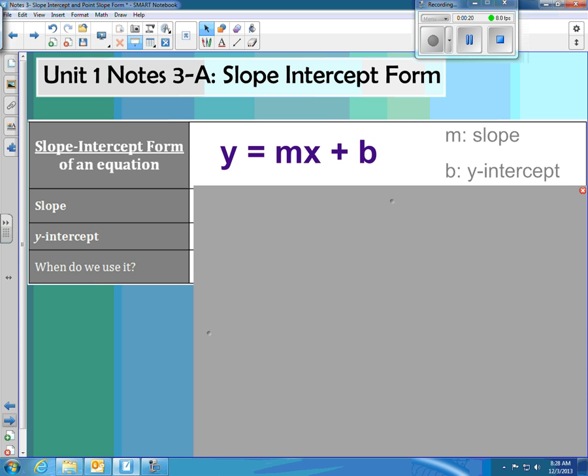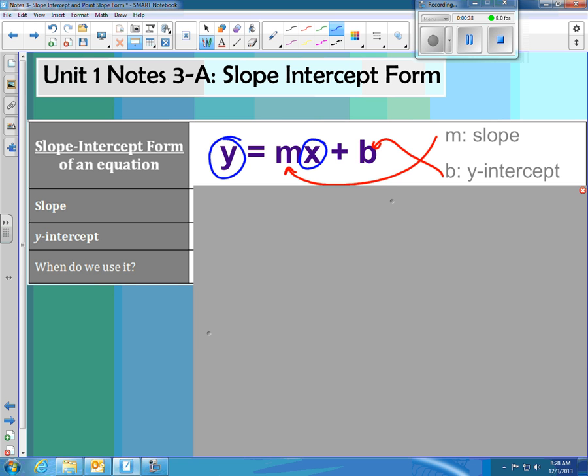This should look familiar to you. We have y equals mx plus b. So when it's in this form, it's in our slope-intercept form. And the m, that's our slope, and our b is our y-intercept. The y and the x here, you're never going to plug anything in. So never plug in here and here. Okay, so those will always be a y and an x in our equation.